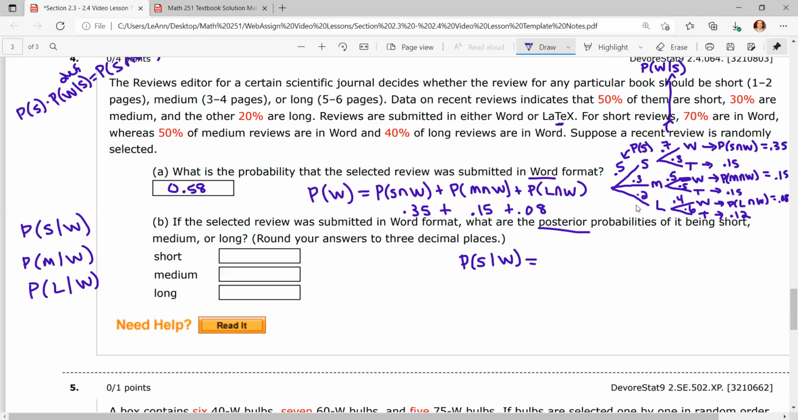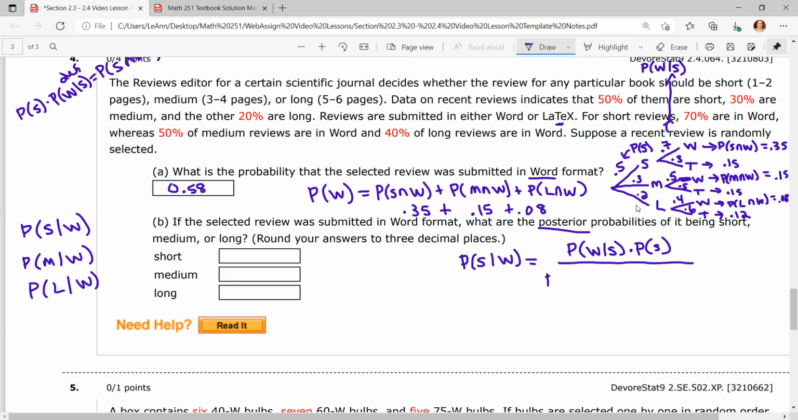So the way it works is you do the branch that you desire. So the branch we desire is the short with the word ending, right? Okay, because we want to go backwards that way. So we write it as the probability that we had word given short times the probability of short. That was the desired branch over all possible branches that end in W.